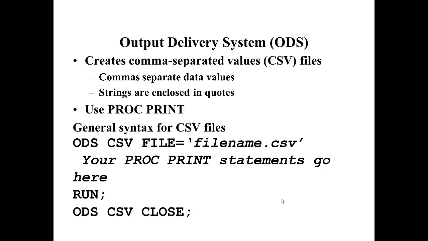So the general syntax for creating a CSV file is going to be ODS CSV, and then we have file equals and our file directory and file name with the extension CSV. And then underneath the ODS statement, we place our proc print statements and a run statement, and then we have our ODS CSV close. So this is very similar to the type of ODS code we've used earlier in the class when we created RTF files, except now we're actually going to be creating a data set.